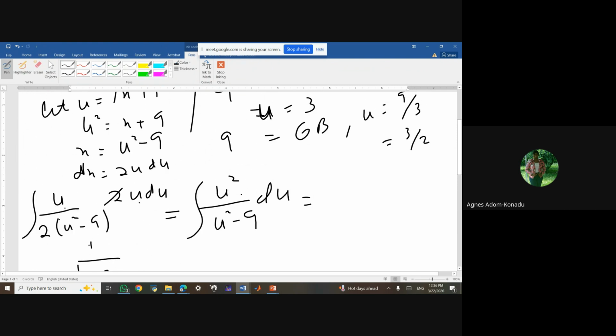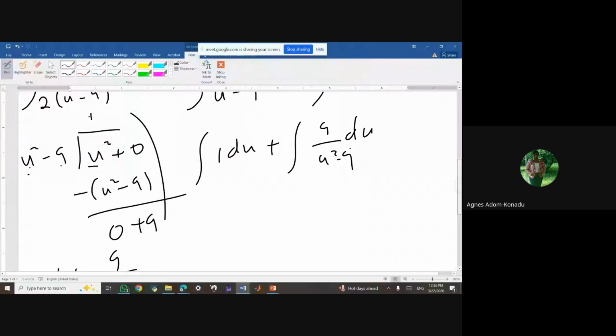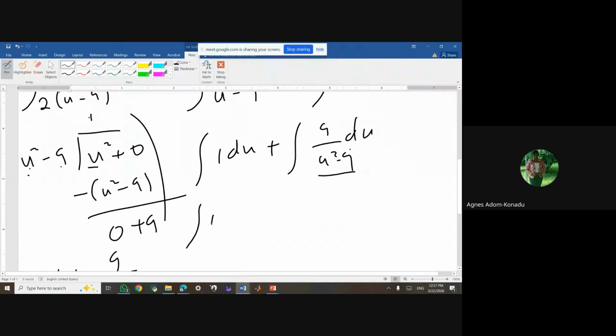So the expression here is the same as the integral of 1 plus 9 over u squared minus 9 du. So that when you integrate, you're going to get the integral of 1 du plus the integral of 9 over u squared minus 9 du. And you know that this one, you have to decompose into partial fractions. So this will be the integral of 1 du plus, and this one will give you the integral of a over, so this is the same as 9 over u squared minus, no, not u squared.